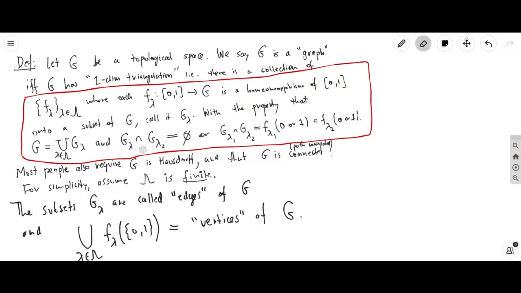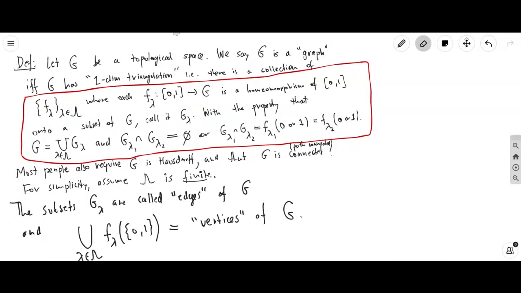So of course, I forgot to write it over here, but I'm sure it's understood, assuming that lambda 1 and lambda 2 are different. So if you have two different indices, then they intersect empty, or if they do intersect, they intersect at an endpoint. So it's the homeomorphism map evaluated at 0 or 1. It's right at that endpoint. That's the way they intersect.